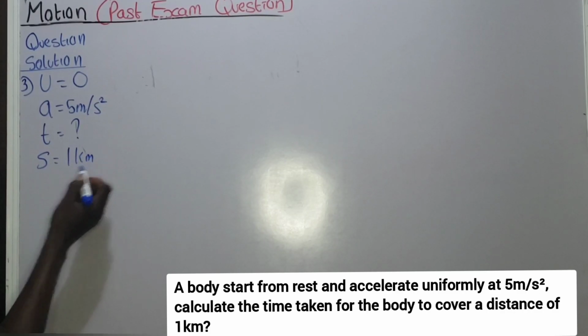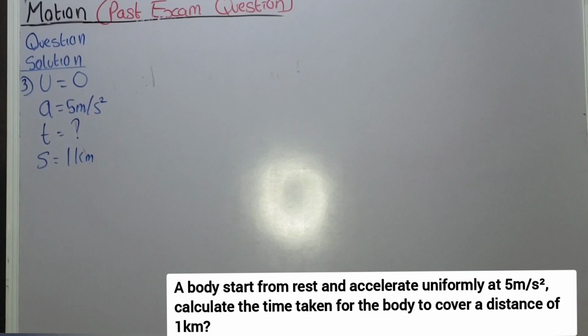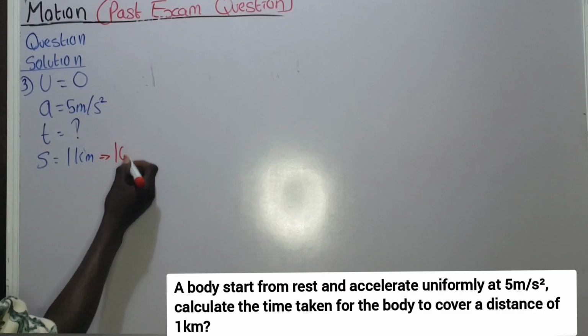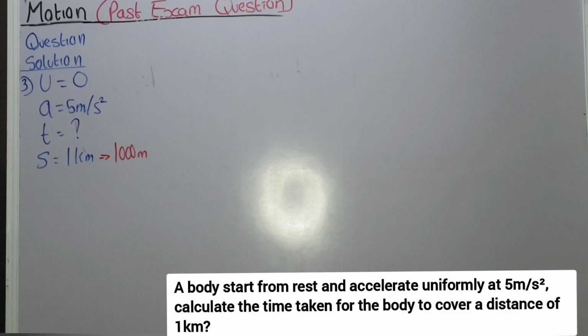But there is one important thing I want you to take note of. In this question the distance is in kilometers, hence we have to change it to meters. Don't forget that 1000 meters equals 1 kilometer. So the distance is 1000 meters. Having changed the unit to the necessary unit, all you have to do now is to know, with respect to the parameters given in the question, which equation of motion suits the parameters. The second equation of motion does that.